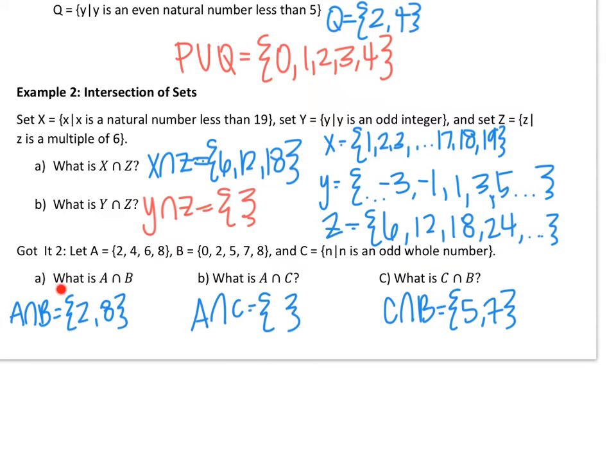Okay, the numbers that are both in set A and set B are 2 and 8. The numbers that can be in both A and C don't exist because there's no odd numbers in set A, so that's the empty set. And then the numbers that are in set C and B, an odd whole number that's in set B would be 5 and 7, so 5 and 7.